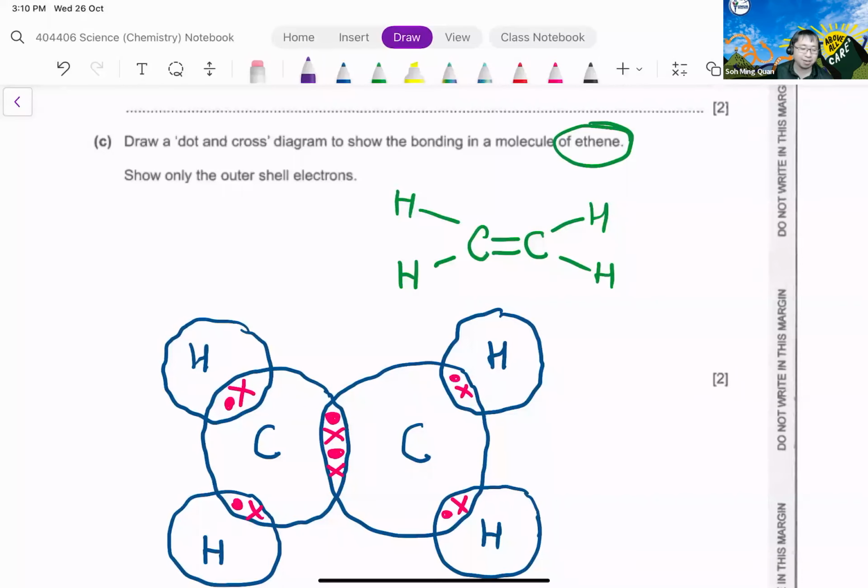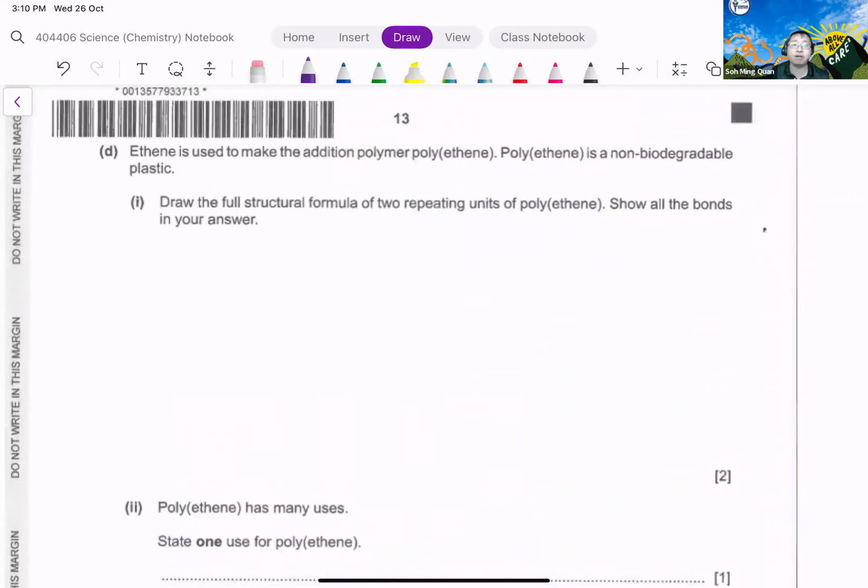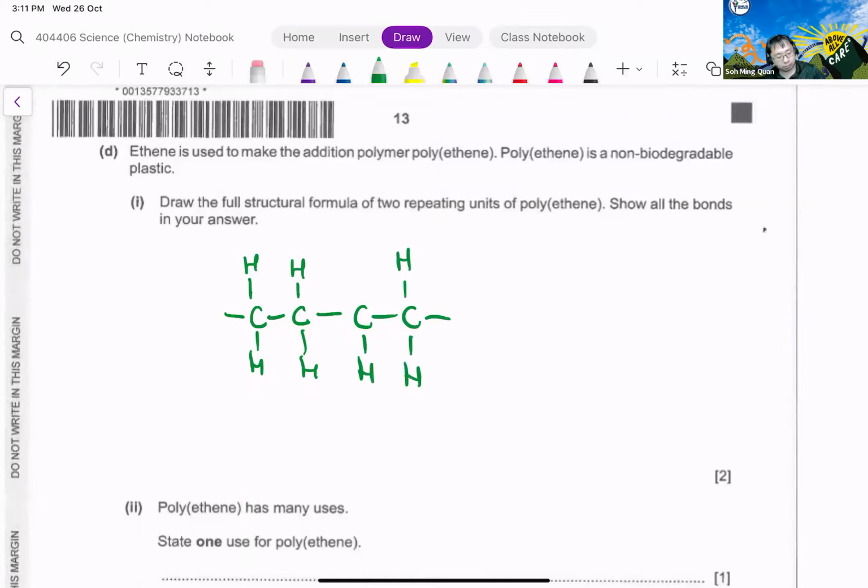Okay. Now let's go to D part 1. I think I've gone through that before in class also. Draw 2 repeating units of polyethylene. Ethene is easy, right? 2 repeating units. How to draw? This is 1 repeat unit. How do you draw 2? Just repeat. So this is 2 repeat units of polyethylene.